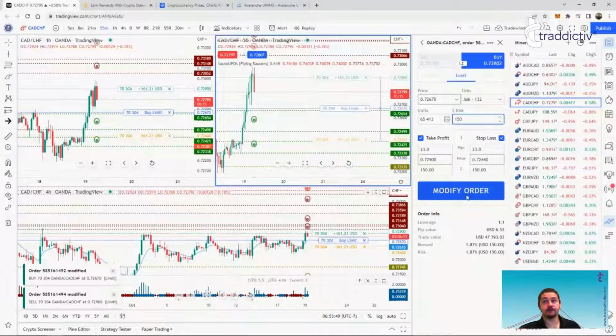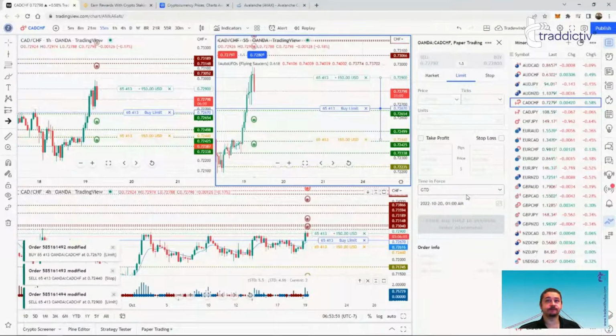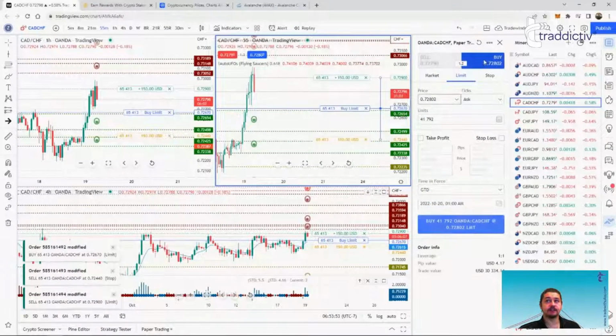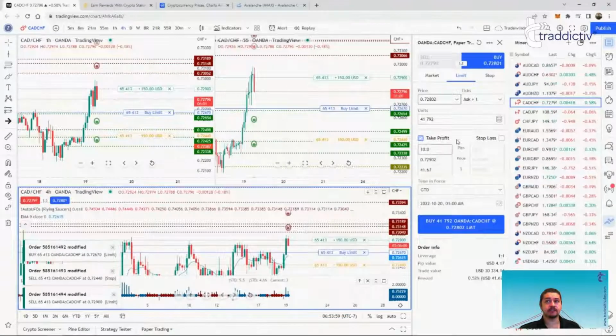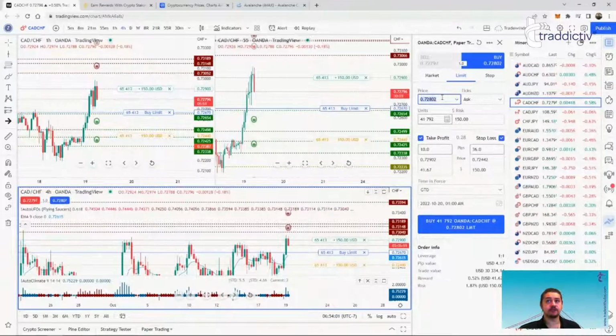Still risking 150 though. Perfect. Let's go ahead and set it up. Set up the second leg. The second leg is going to be at the same entry price, 72.67. Stop loss remains the same, except that final target is at 73.04.